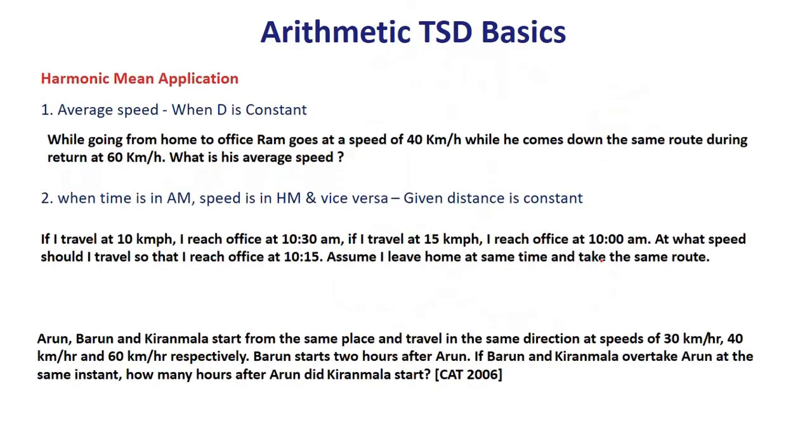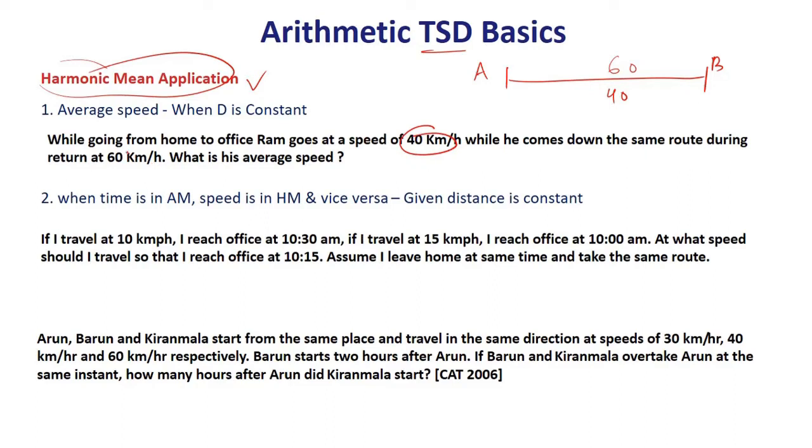Let's move forward. Important aspect in TSD is application of harmonic mean. There are a couple of cases where you will apply harmonic mean and it works as a shortcut. Let us see the first case. Whenever you have distance as constant, let's say person goes from A to B. Let's say the speed that he goes is 60 and speed that he comes back is 40. In the first case, home to office 40 km per hour and office to home at 60 km per hour, right? The excitement of coming back home, hence greater speed.